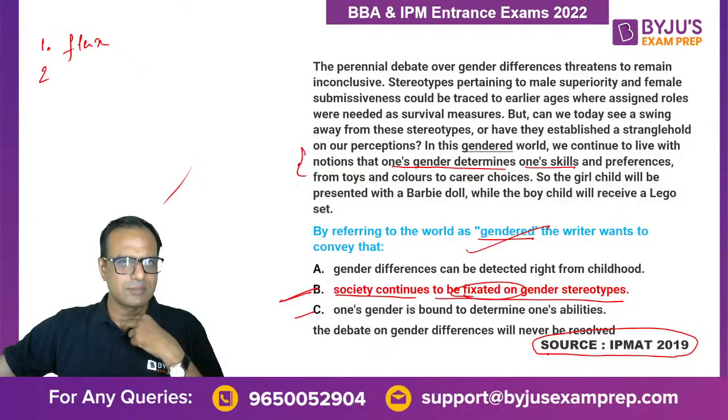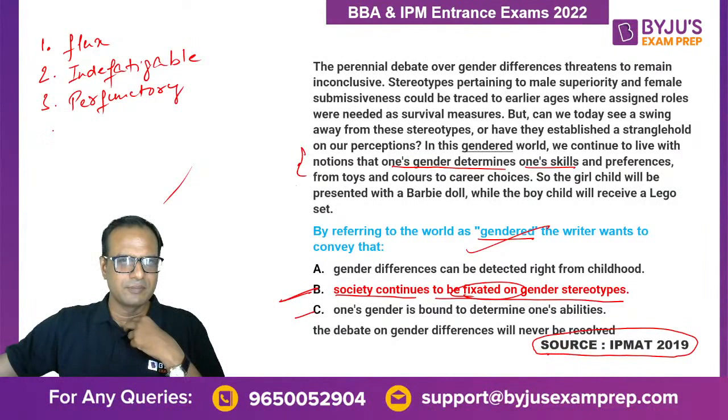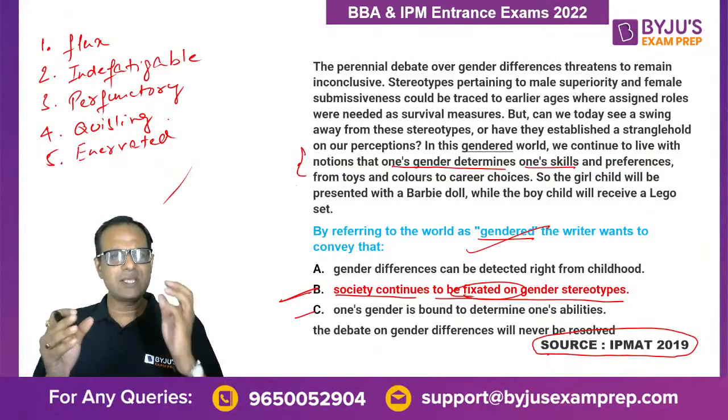flux, indefatigable, perfunctory, quisling, and 5, enervated. Let's say these are the 5 words.